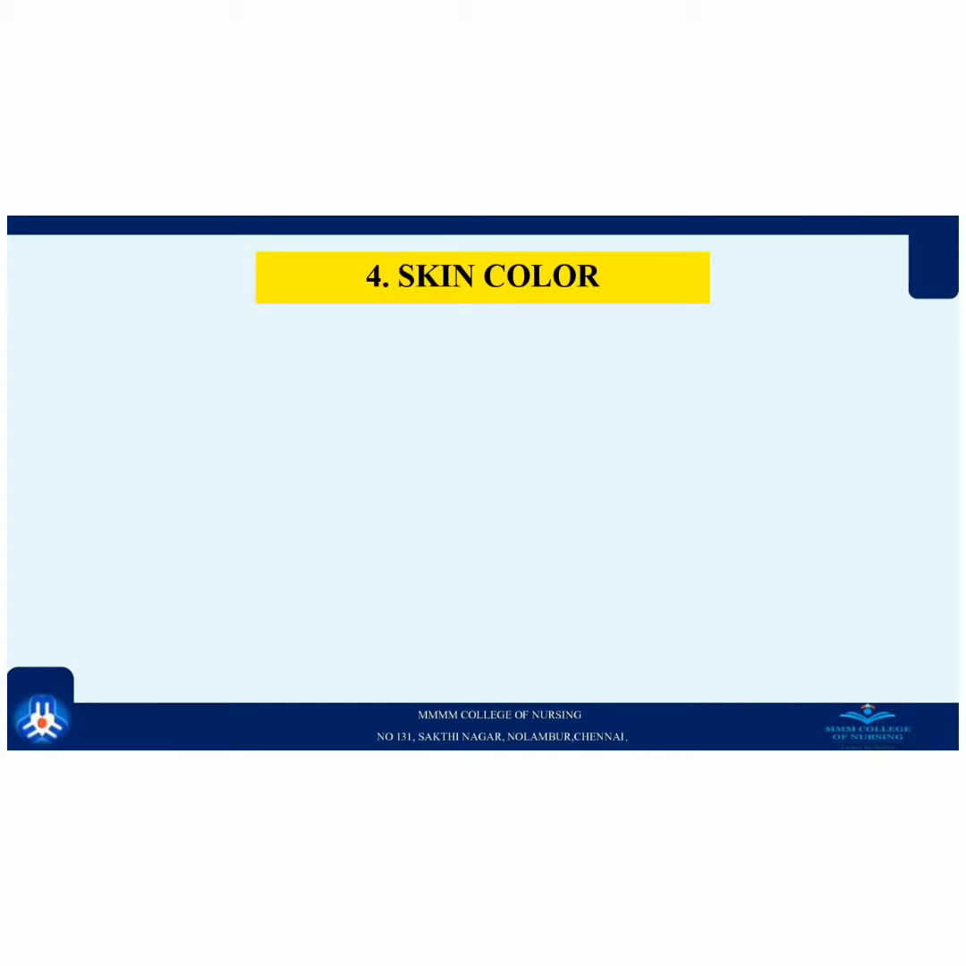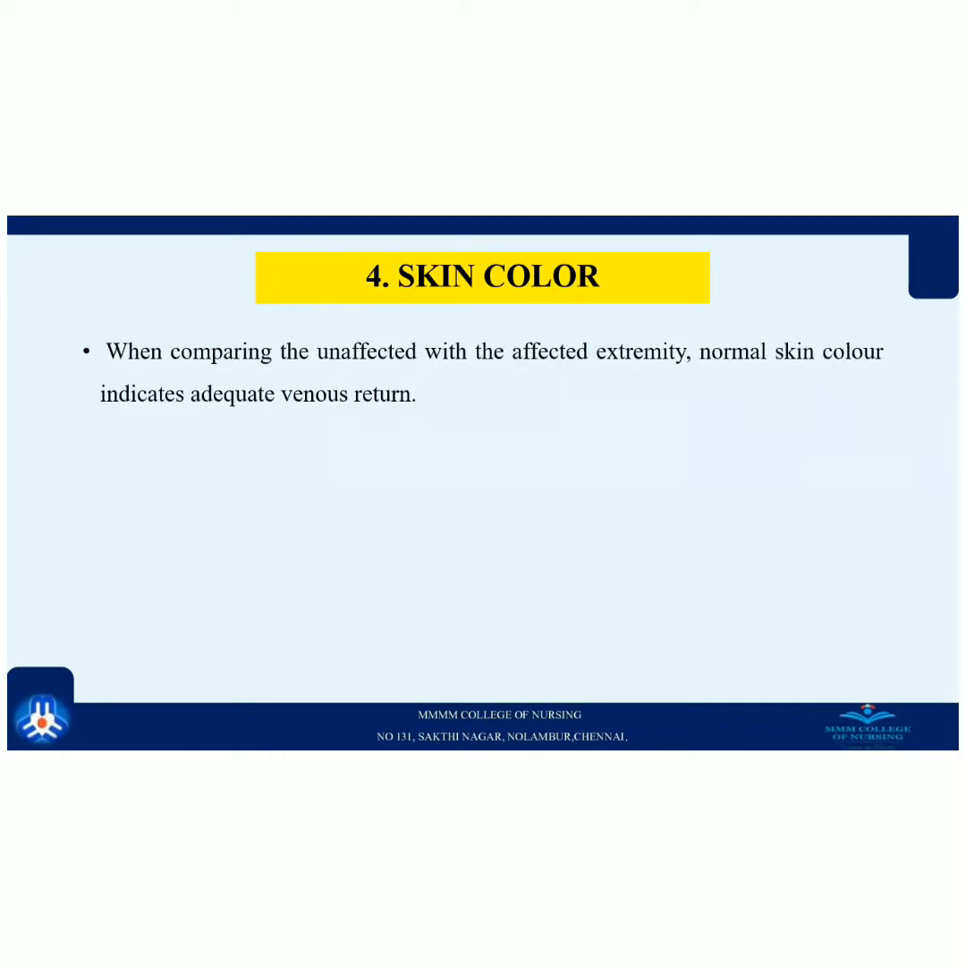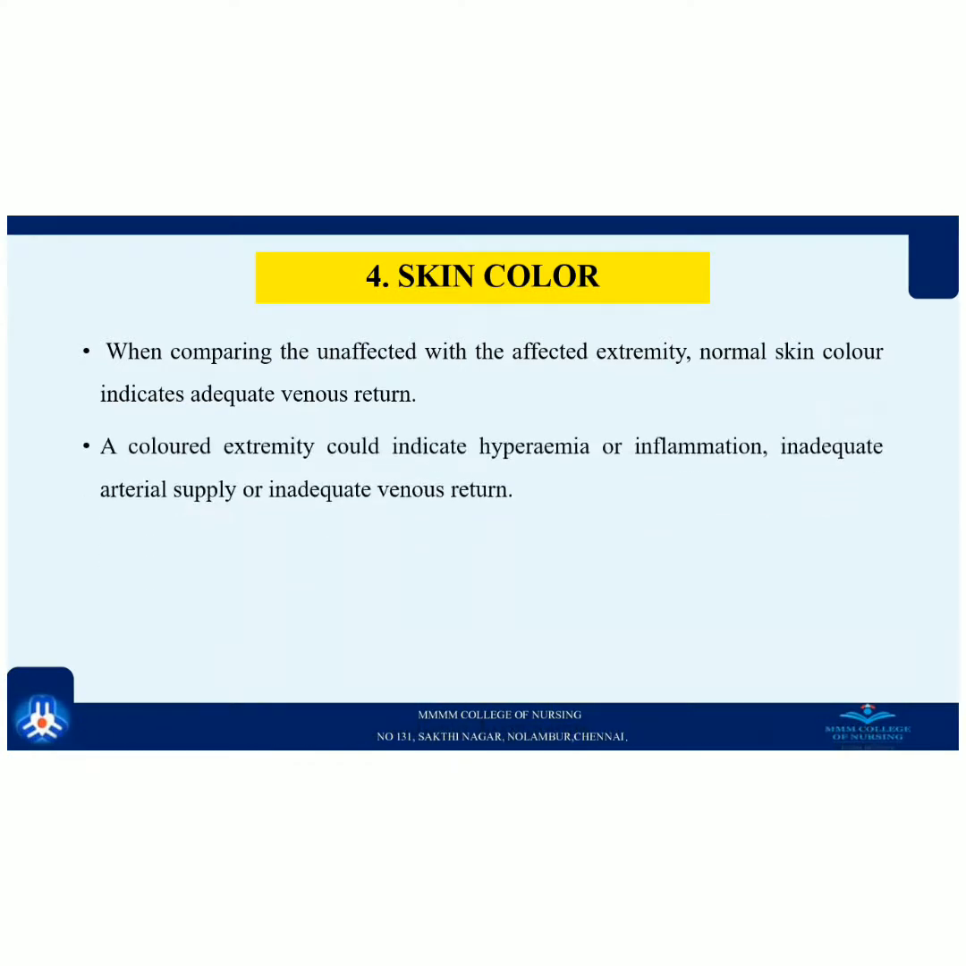The next component we need to assess is the skin color. When comparing the unaffected extremity with the affected one, normal skin color indicates adequate venous return. That means if both extremities have normal skin color, then we can say both have adequate venous return. If the extremity is colored, it could indicate hyperemia or inflammation; inadequate arterial supply or inadequate venous return could be suspected.